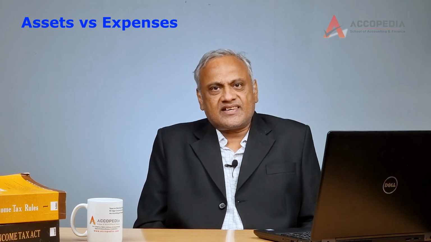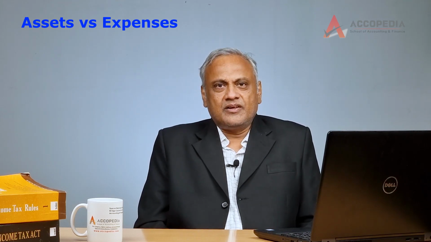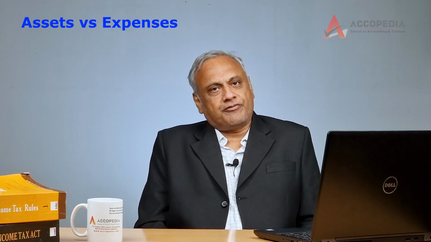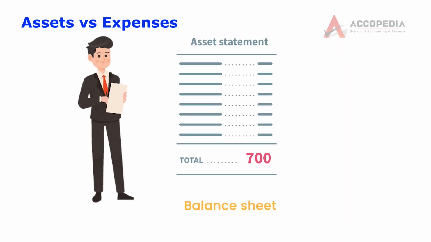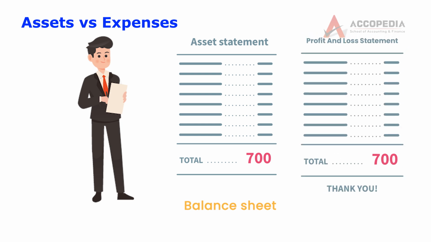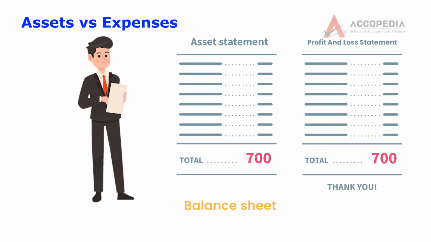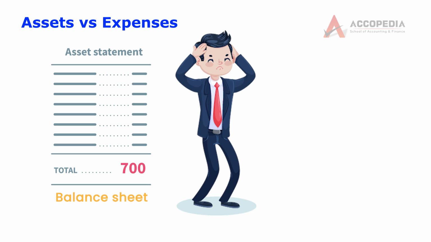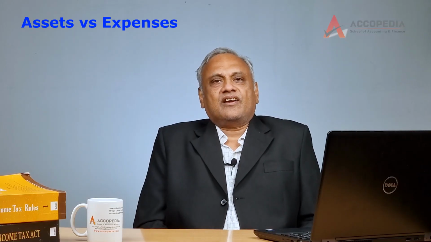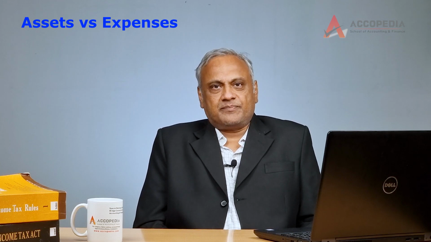We have already learned what is an asset and what is an expense. But let us understand what is the difference between the two. Now, why do we need to understand the difference? Because both result in outflow of funds. But an asset is listed in the asset statement, that is the balance sheet, and an expense is shown in the expense list in the profit and loss statement. Very often people get confused between an asset and an expenditure. So let us now understand what is an asset and what is an expense.